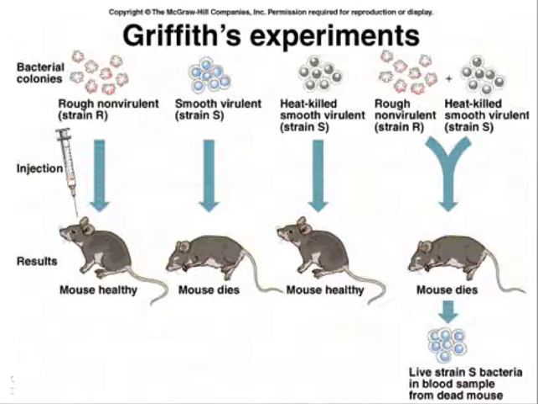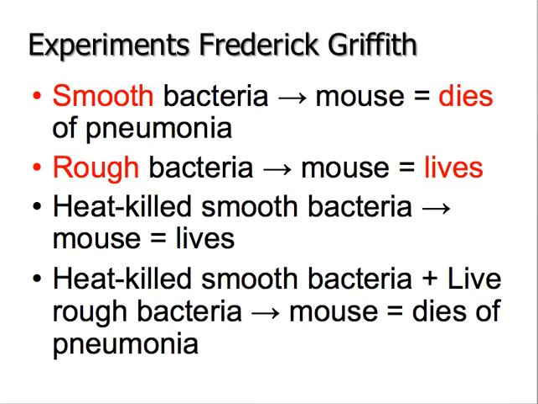Well, he had to figure out why it died, so he took a blood sample and figured out that the rough bacteria must have gained something from the heat-killed smooth, so that when it replicated or duplicated itself, it ended up giving us a live, smooth, virulent, or deadly strain of bacteria. So something is being passed on between the two different bacteria. Now this is pretty much Griffith's stopping point. He just figures out that something is being passed on.